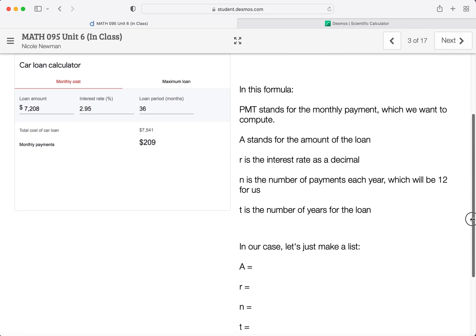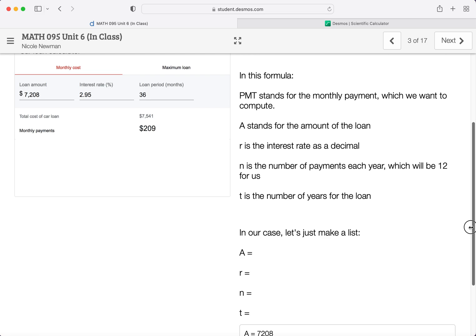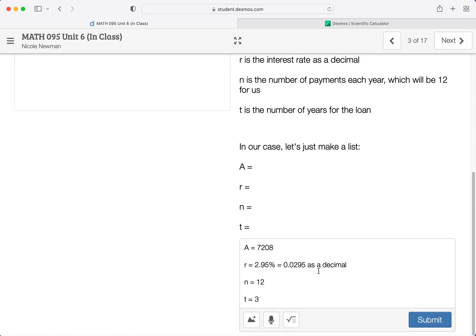And then I just want us to make a list. For this particular scenario, let's make a list for the loan amount, the interest rate, the n value, and the t value. Well, I filled in some of those a little bit earlier. The loan amount should be 7208. The r was 2.95%, and I wrote it as a decimal here for future reference. We're going to make monthly payments, so n will be 12. And the timing, we want it to be in years, so you would put 3 for that.